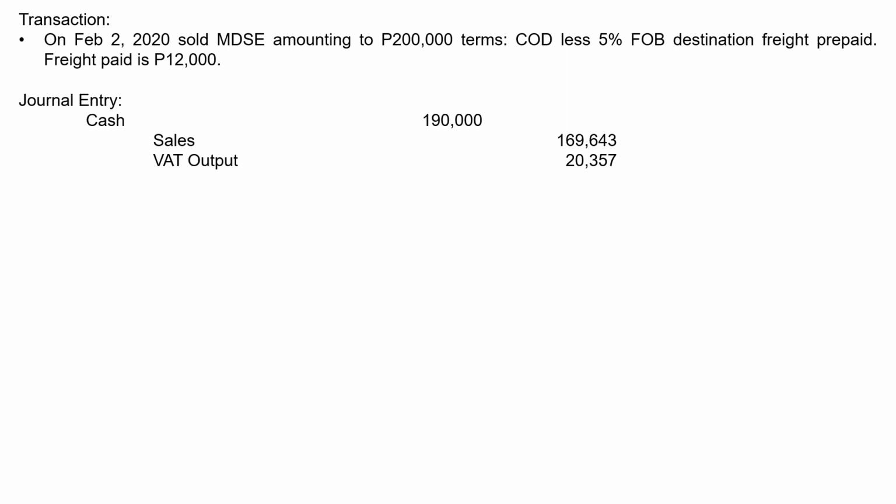So if you actually try to test it, 169,643 times 0.12 of VAT, that is still 20,357.